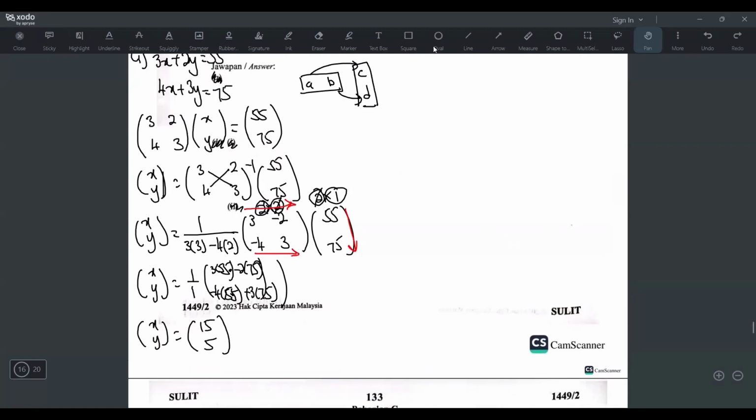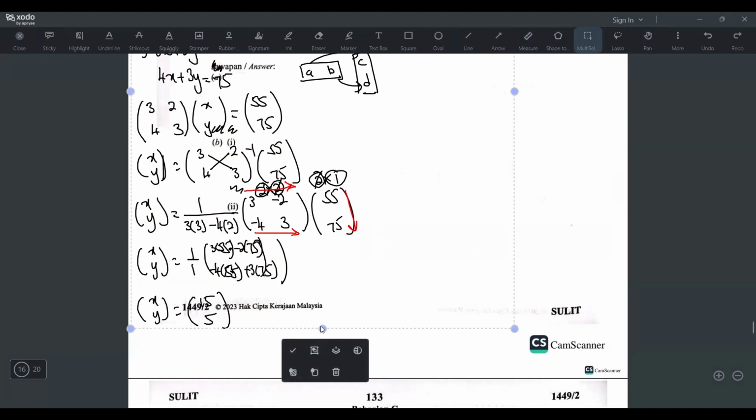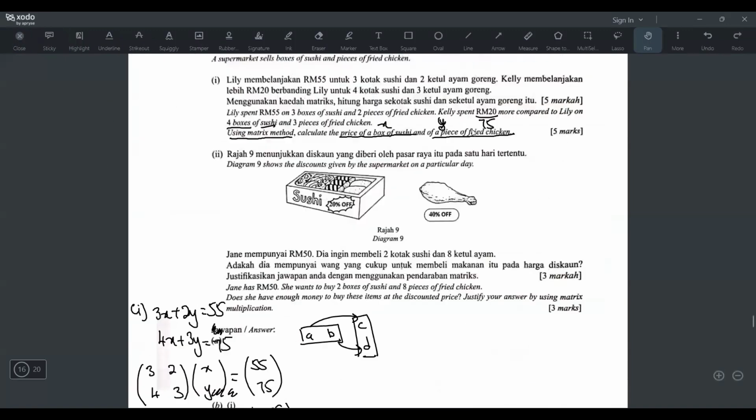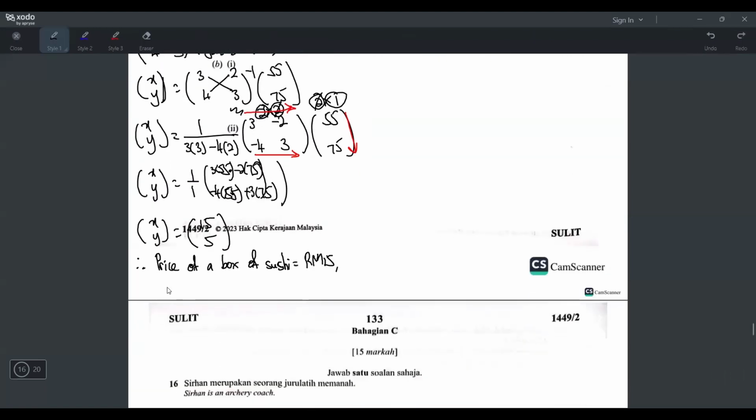Okay. Yeah. So let me make some space. Okay. Wait. So what you will write here is... So x is the price of a box of sushi. So price of one box, a box of sushi, equals RM 15. Have to write RM. And then y represents price of what? Fried chicken, right? Price of fried chicken. So I'll just write price of fried chicken is RM 5. Okay, and you should be able to get full marks if you write like this.